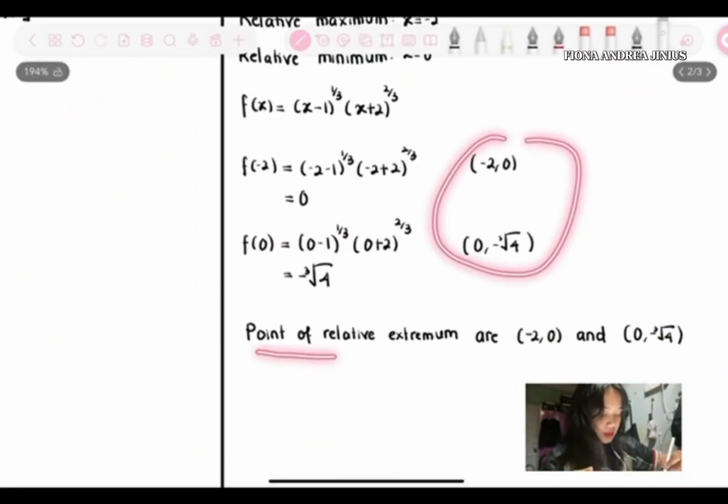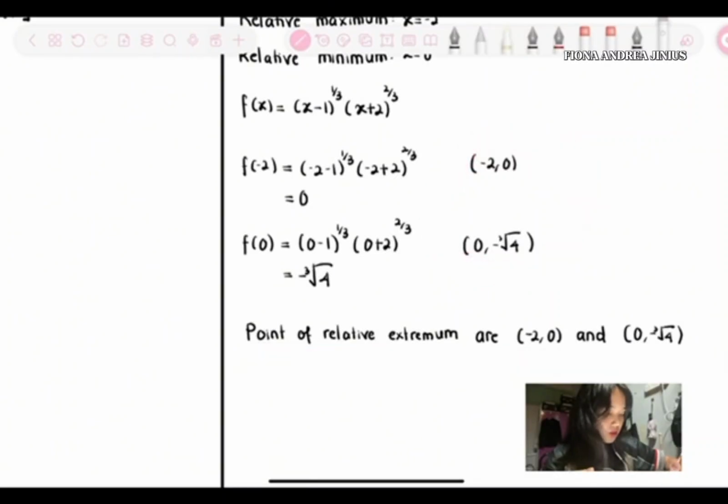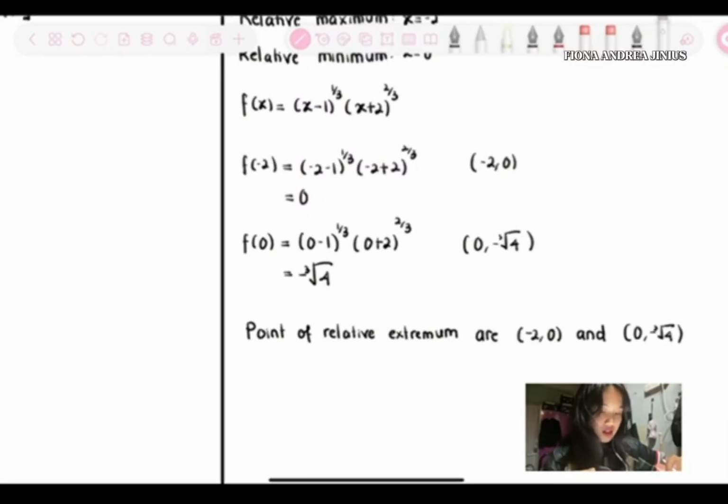The point of the relative maximum is (-2, 0), and the minimum is (0, root of 4). That's it. Thank you.